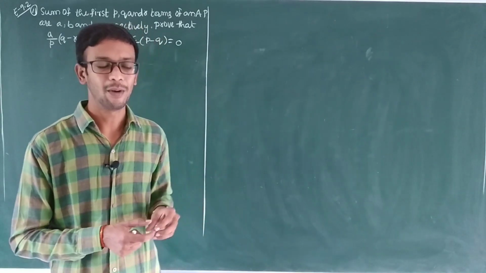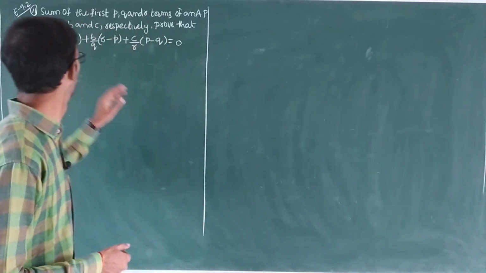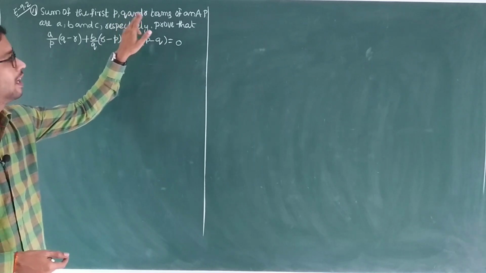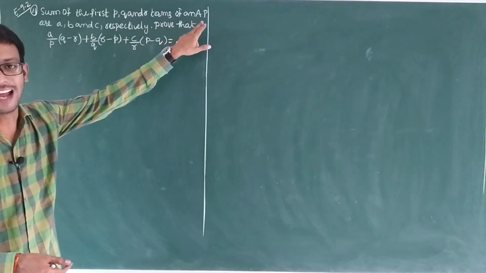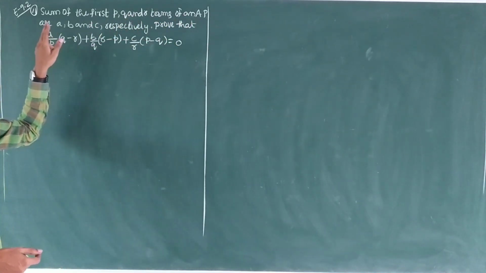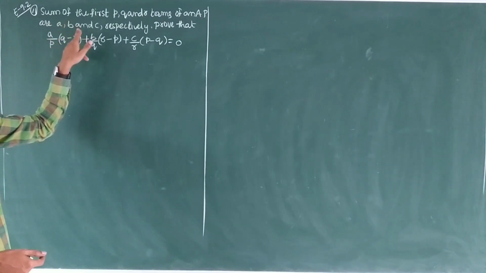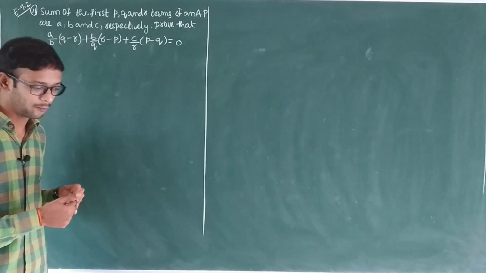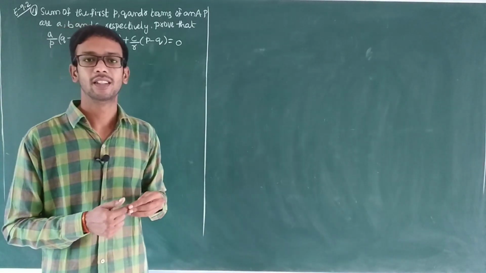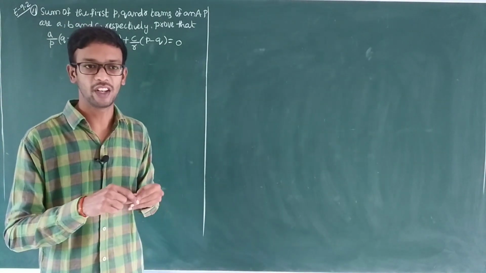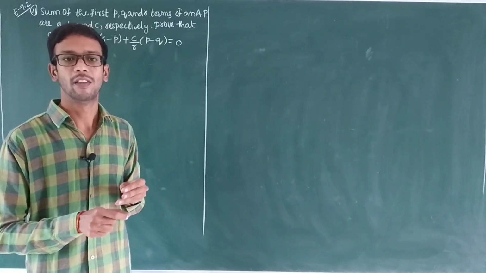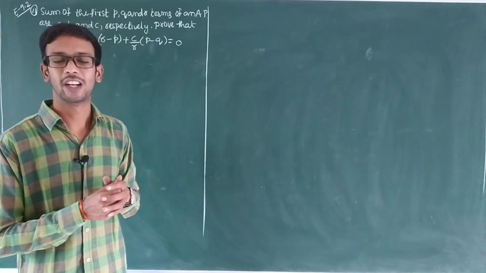Next step, problem number 11. The sums of the first P, Q and R terms of an arithmetic progression are A, B and C respectively. Prove that the given relation holds. The problem is lengthy, but if you know the problem totally, the simplification is very easy.